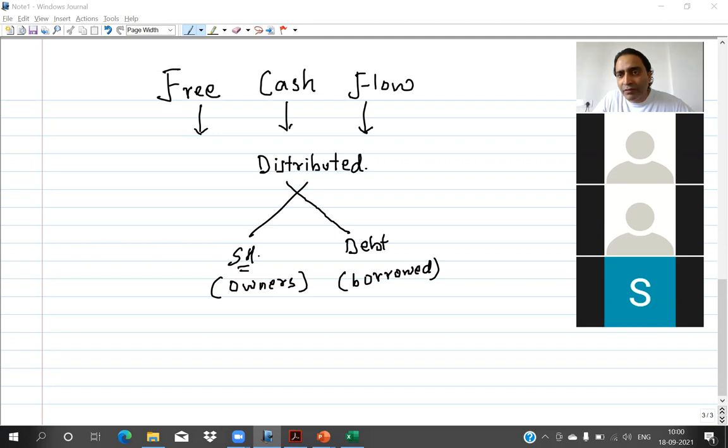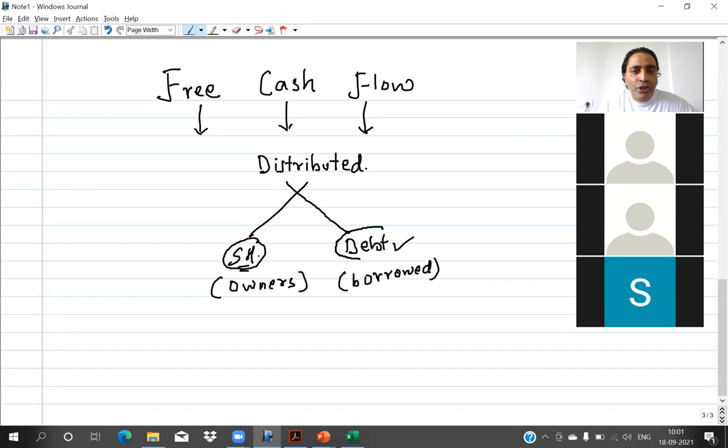You have n number of sources from where you can raise money, but all those sources can be classified under these two. Suppliers, creditors, who are they? They are debt holders. They have lent money to you for the short term. So if Divya is my supplier and she has given me a 1 month credit period, that means she has lent me money for 1 month. Yes or no? So suppliers are like the lenders of the company, but for the short term, which we call working capital, which we have studied in FM.